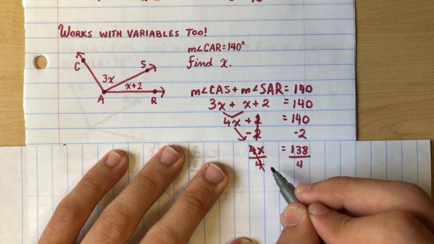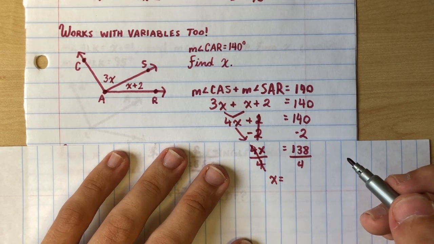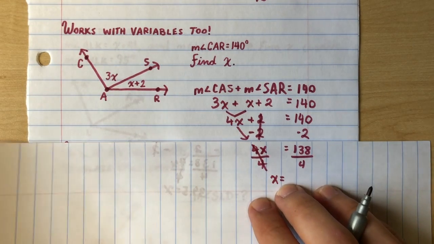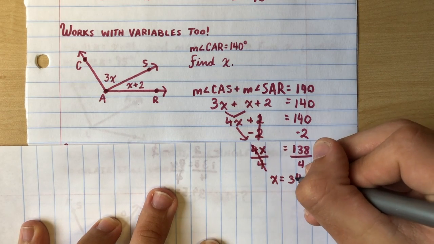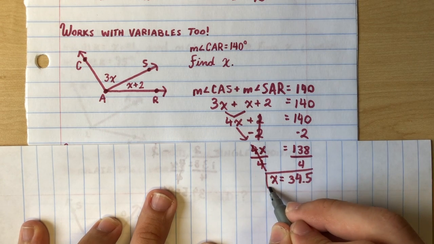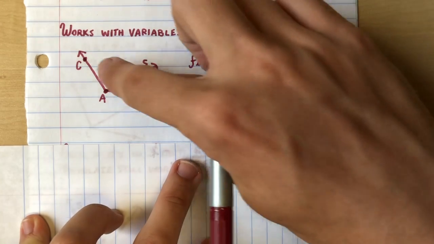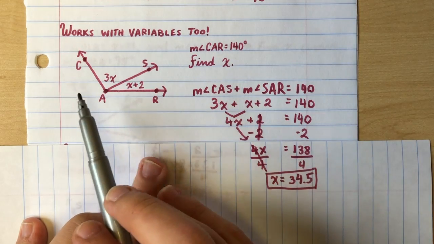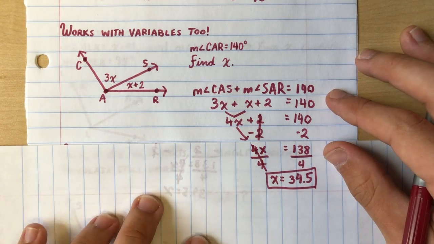This will cancel, and then you'll just have x over here, and then 138 divided by 4 is 34 and a half. So then we could say that x equals 34 and a half. And we solve that because we know that this whole thing is 140, and that even though these are variables, it still has to equal 140 because it's got to equal the sum of its parts. And that's still the angle addition postulate.